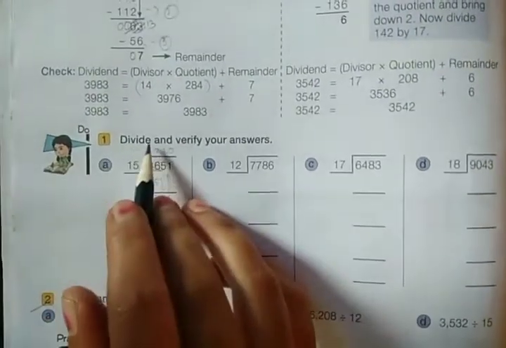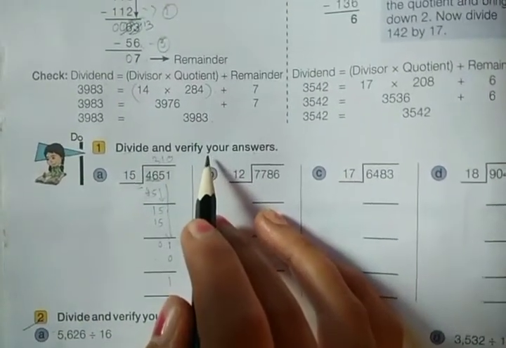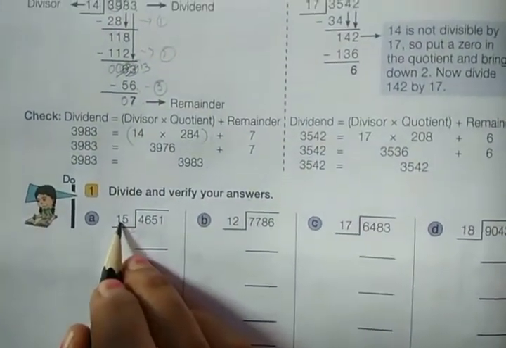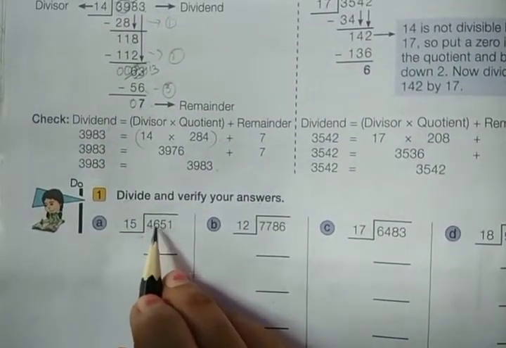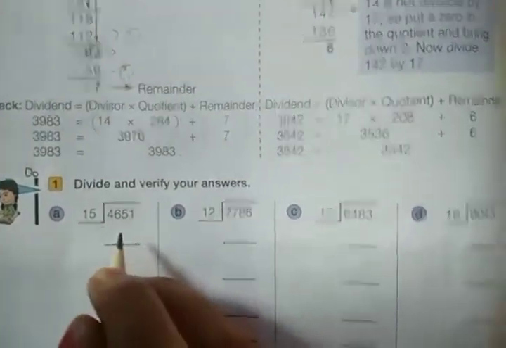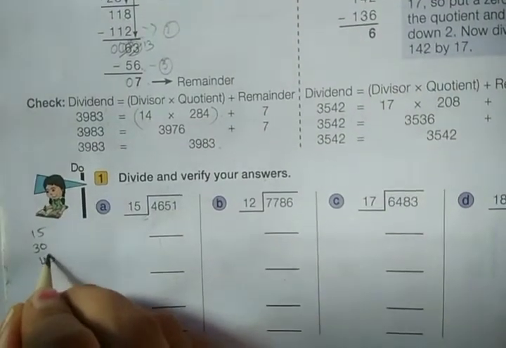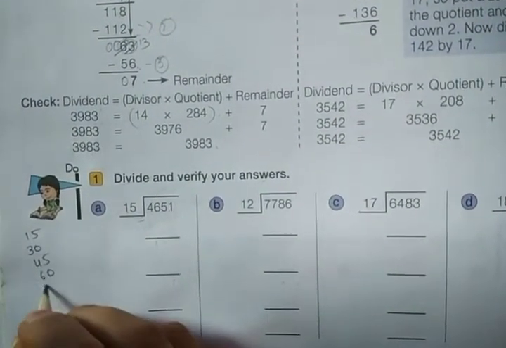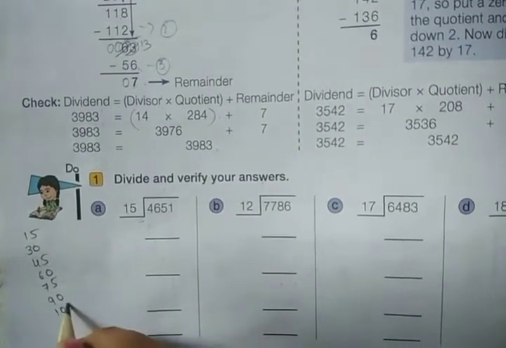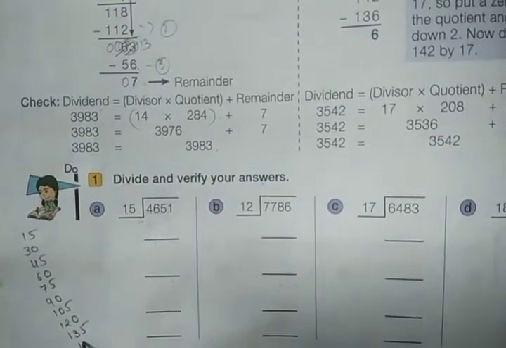See the first one, divide and verify your answer. Divide first and again we need to verify the answers here. Your divisor is 15 and your dividend is 4651. Write the 15 table so that you will quickly solve the sum here. 15 ones are 15, 15 twos are 30, 15 threes are 45, 15 fours are 60, 15 fives are 75, 15 sixes are 90, 15 sevens are 105, 15 eights are 120, 15 nines are 135 and 15 tens are 150.